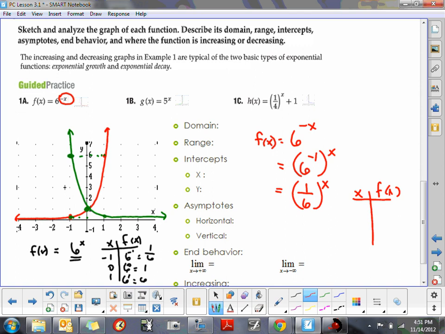If you put in a negative 1 for x, negative 1 is going to reciprocate the base. We're going to get a 6. You put in a 0. Anything raised to the 0 power is 1. You put in a 1, and you're going to get 1/6. And you're going to model the exact same points we have over here.